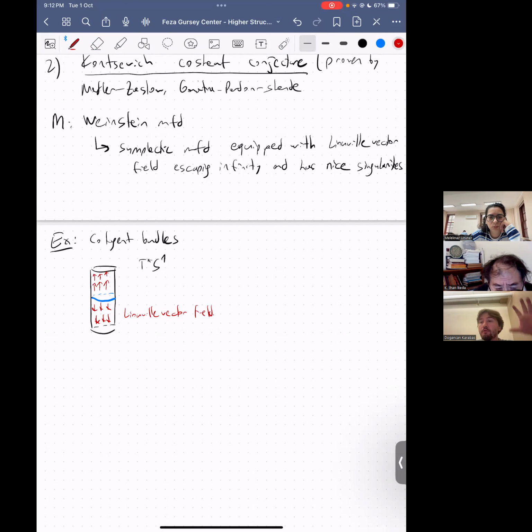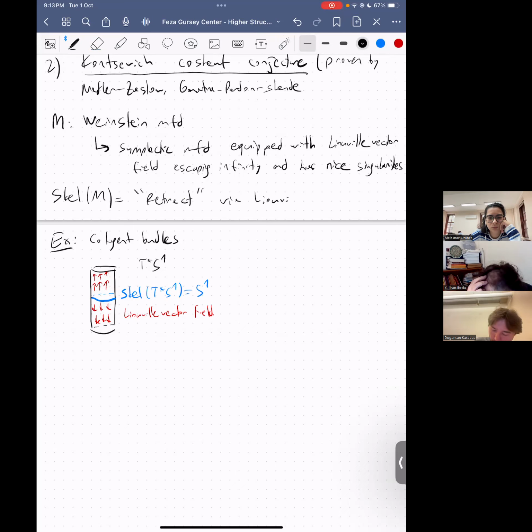When you retract along the Liouville vector field, you end up with some subspace of your symplectic manifold. That's called the skeleton. For example, here the Liouville vector field goes to infinity, but if you go back, you come back to the zero section. So the zero section is the skeleton of T star S1, which is S1. The skeleton of M is defined as the retract via the Liouville vector field.